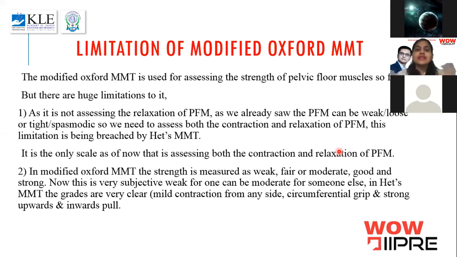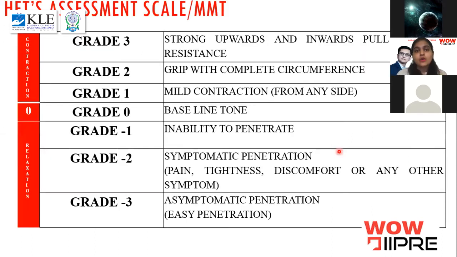Now it is very much subjective. Something which is weak for me might be fair for you, might be poor for someone else, or might be moderate. So it is a subjective grade. We need to actually understand what we mean by one, what we mean by two, and what we mean by three, and along with that, what we mean by pelvic floor relaxation. So that is how HATES MMT was developed.